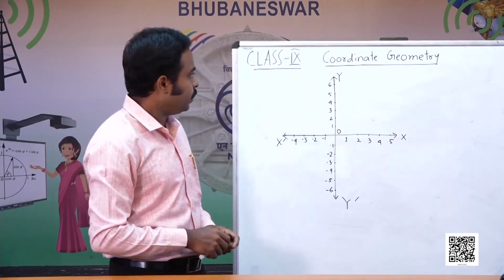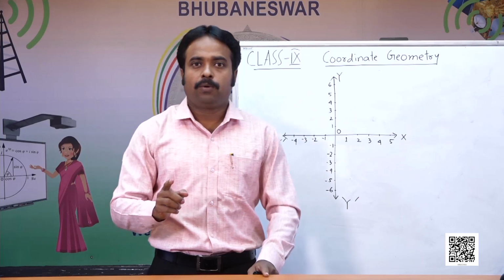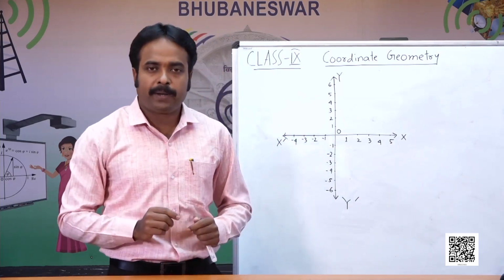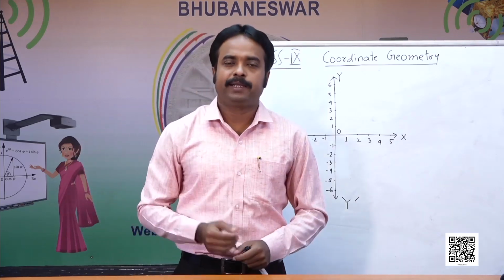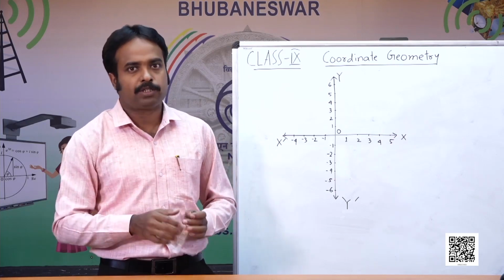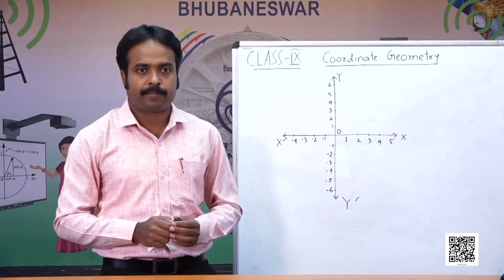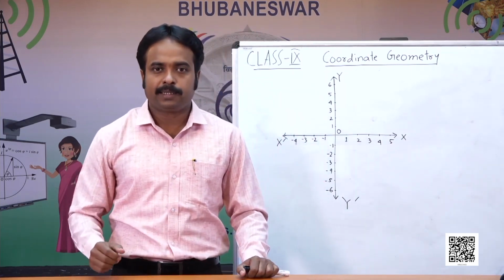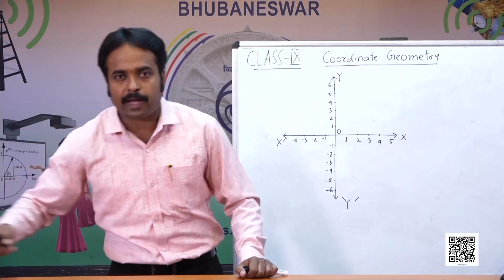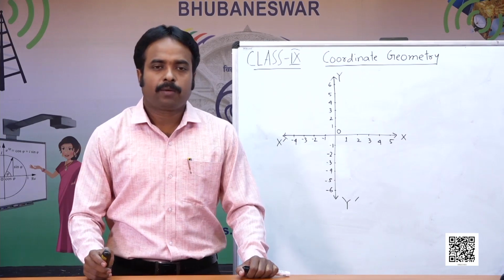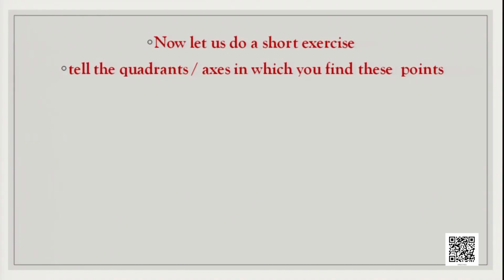In this way, in the last class, we learned that if a point is given on the plane, then how can we find the distance of this point from the x-axis and the distance of the point from the y-axis. Now today, let us start this class with a quick exercise. Tell me the quadrant or axis in which you find these points.